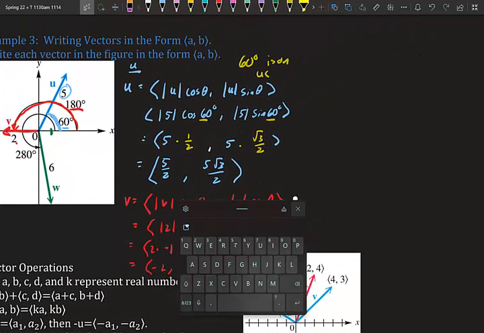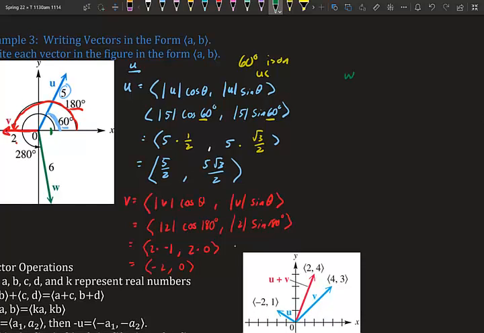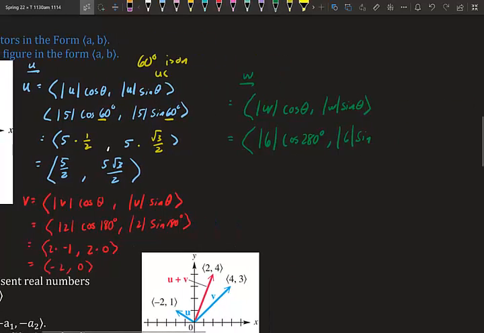Alright, moving on to the green one, W. So, the same rules apply. We find our A and B. So we have the absolute value of W cosine theta, the absolute value of W sine theta, and the theta that goes along with it is 280 degrees. The force is 6. So we have absolute value of 6 cosine 280, absolute value of 6 sine 280.